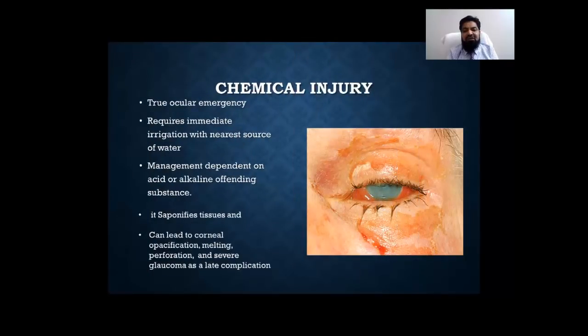This slide is showing a chemical injury. If someone has a chemical injury, it is again an emergency, and as soon as they come to us, before asking more history, we start to treat the patient. We start irrigation with water, and then the treatment depends on whether it is acid or alkali. If you do not treat promptly, it can lead to corneal opacification, melting, perforation, severe glaucoma, and late complications.